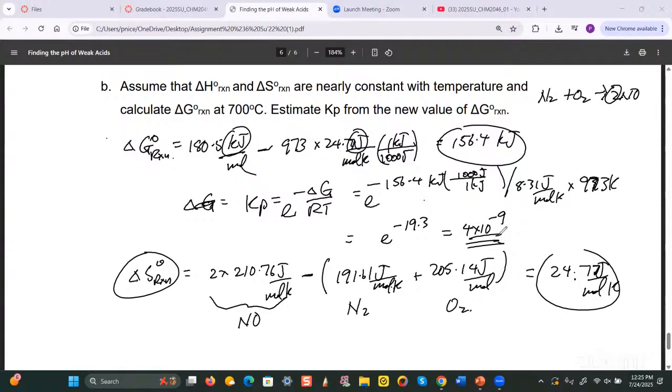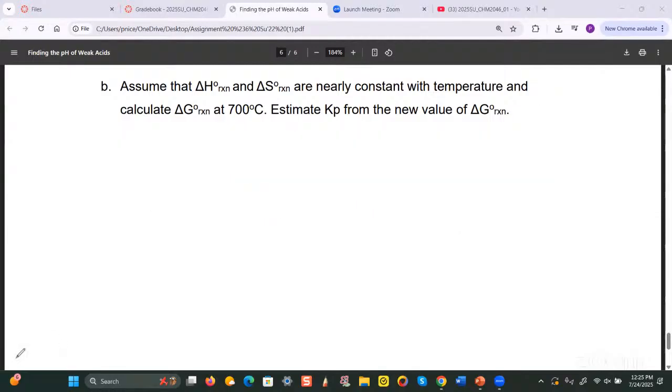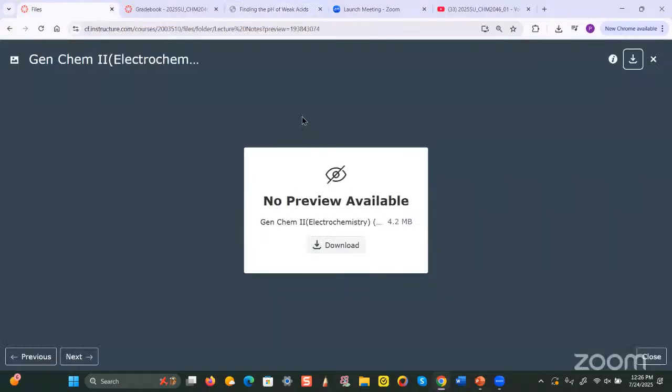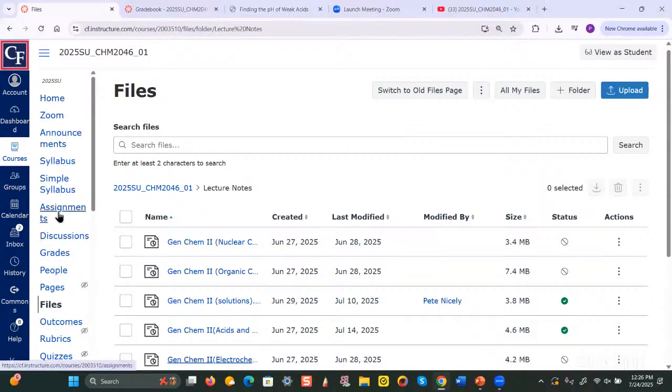Okay, so that's basically it for this chapter. We've just done the last question in this assignment. Let me clear this here, and what I'm going to do is open up a Dropbox for this assignment right now before I forget. So, assignments.